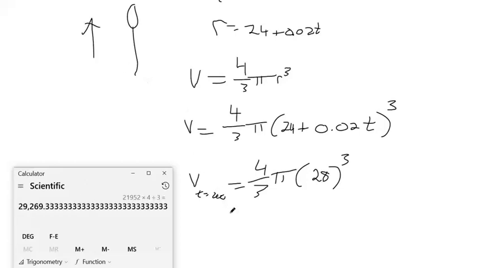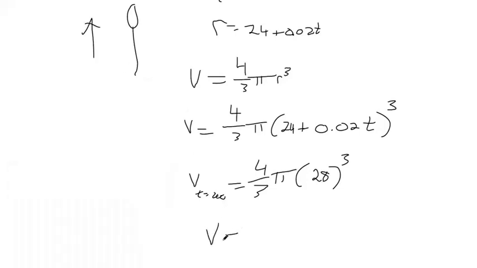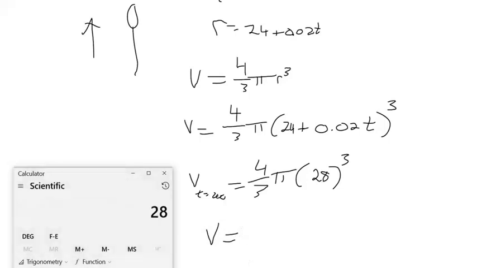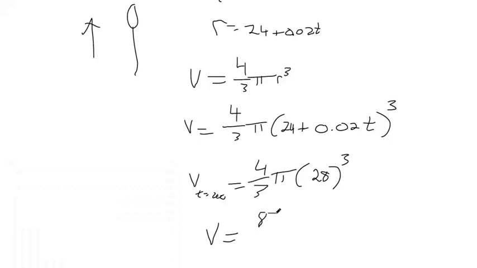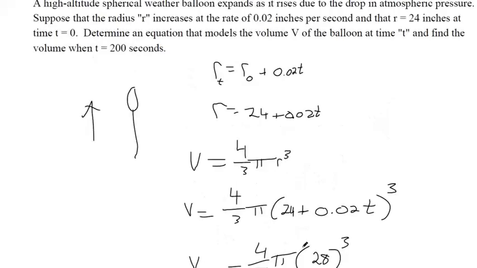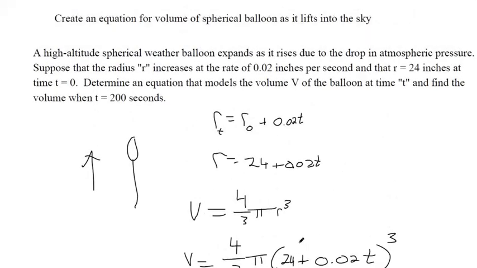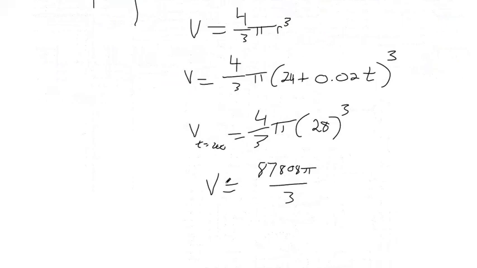Oh, I got an ugly decimal, so let's leave that as a fraction. So the volume at this particular time, 28 times 28 times 28 times 4, 87,808 pi over 3. And that would be inches cubed. Yeah, it's inches cubed, because that's what we're given the radius in.